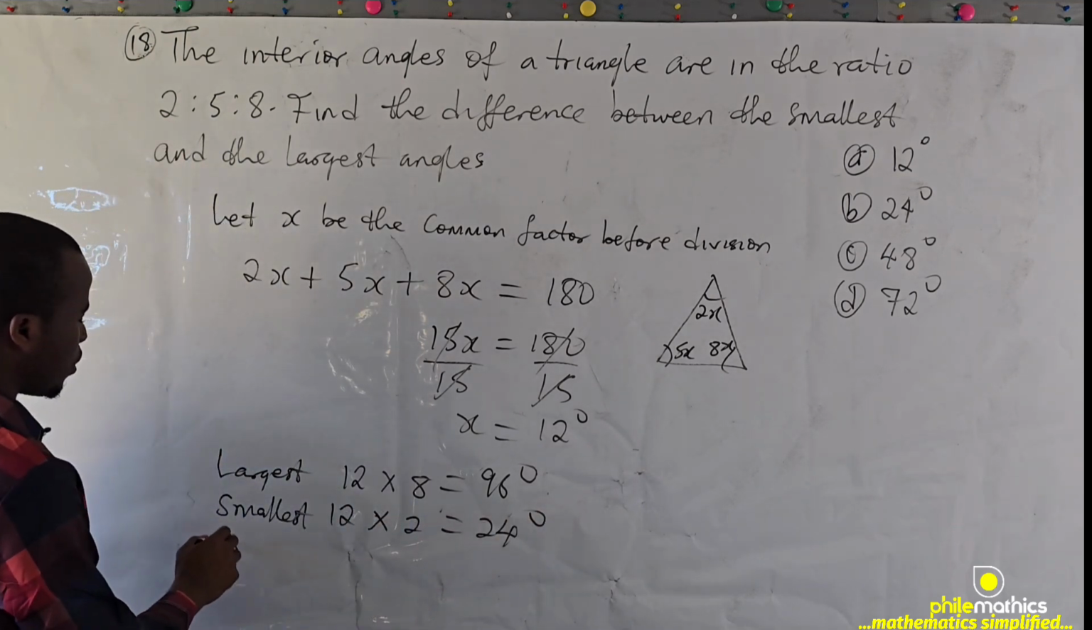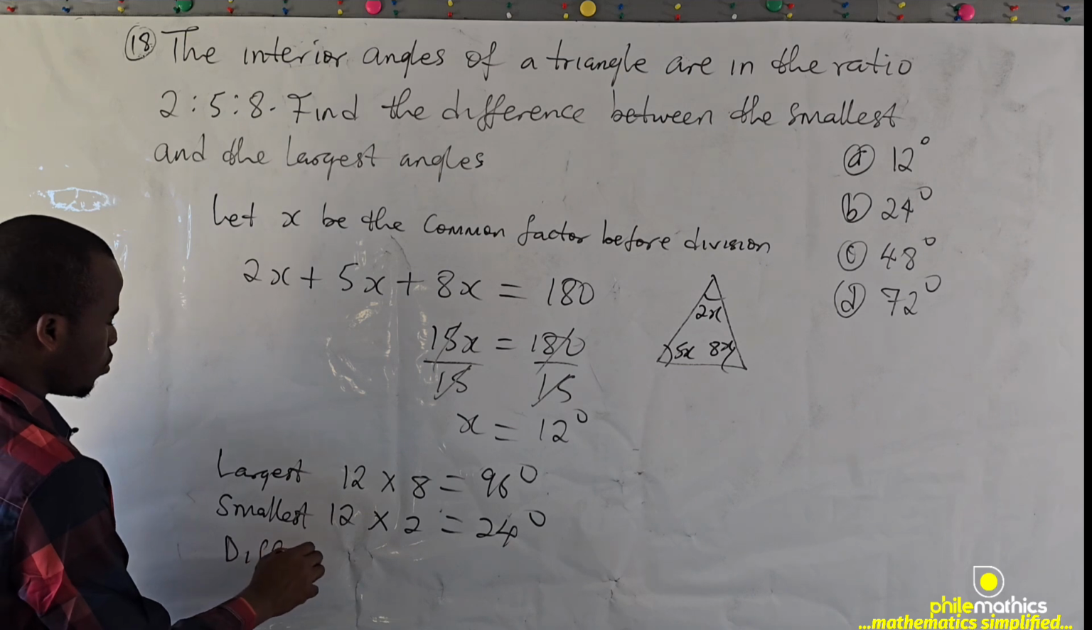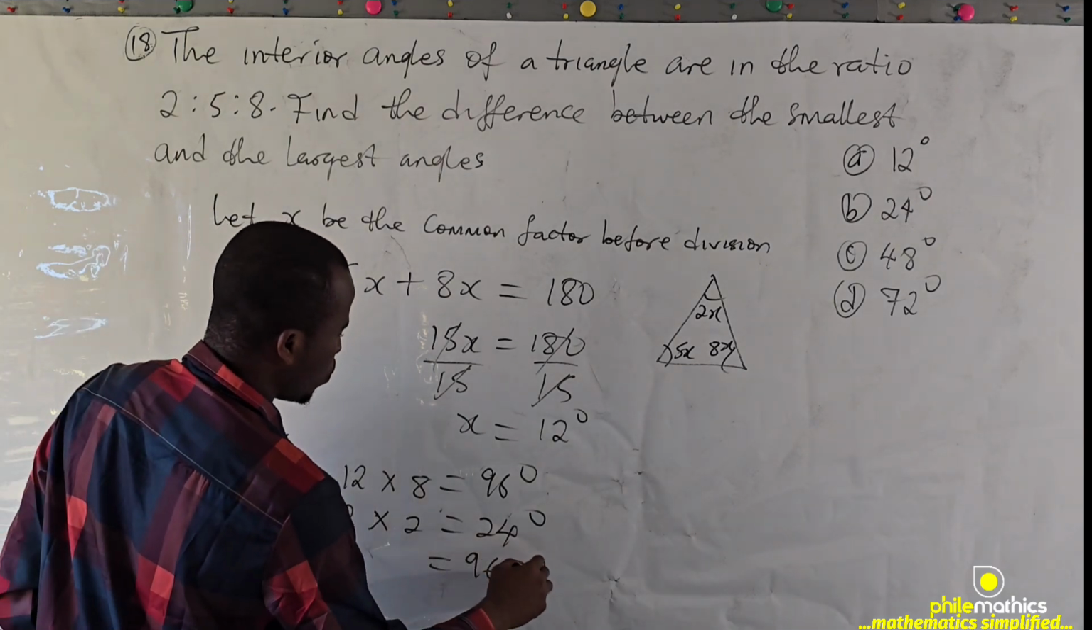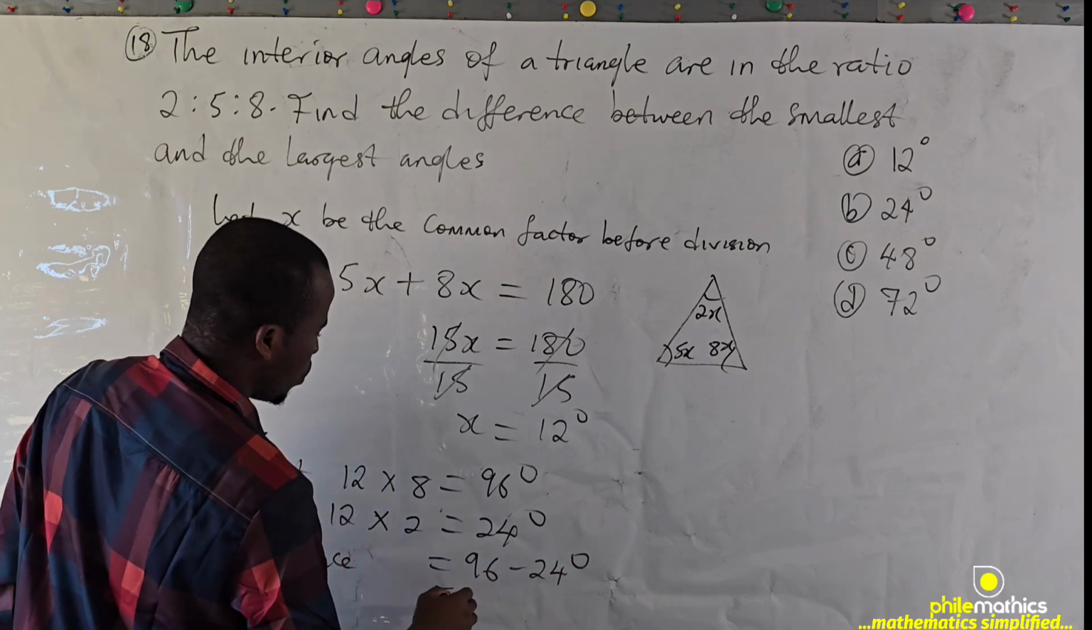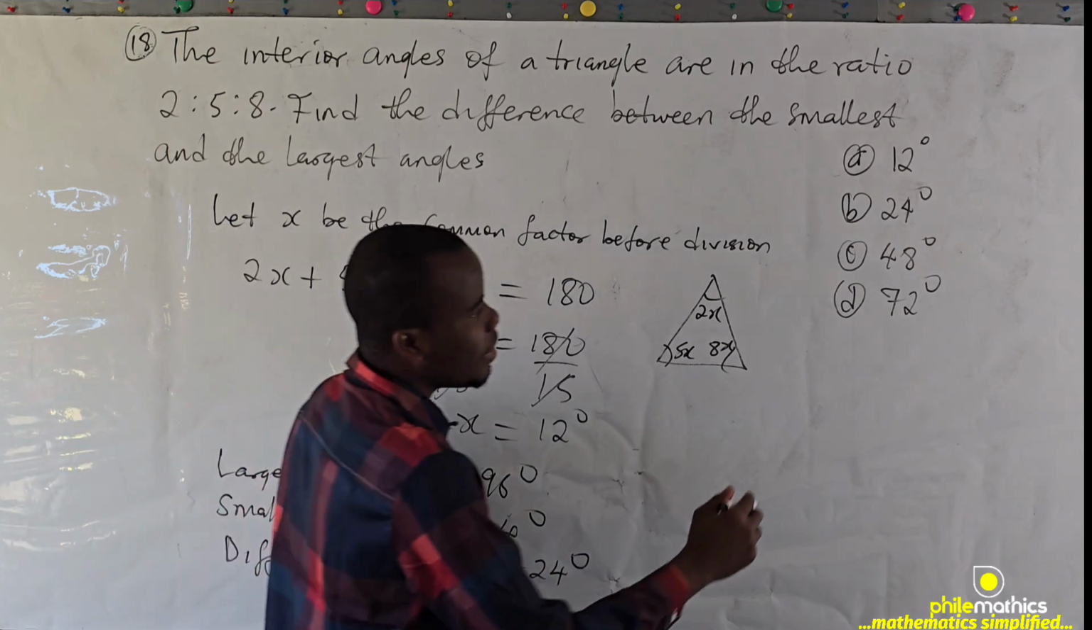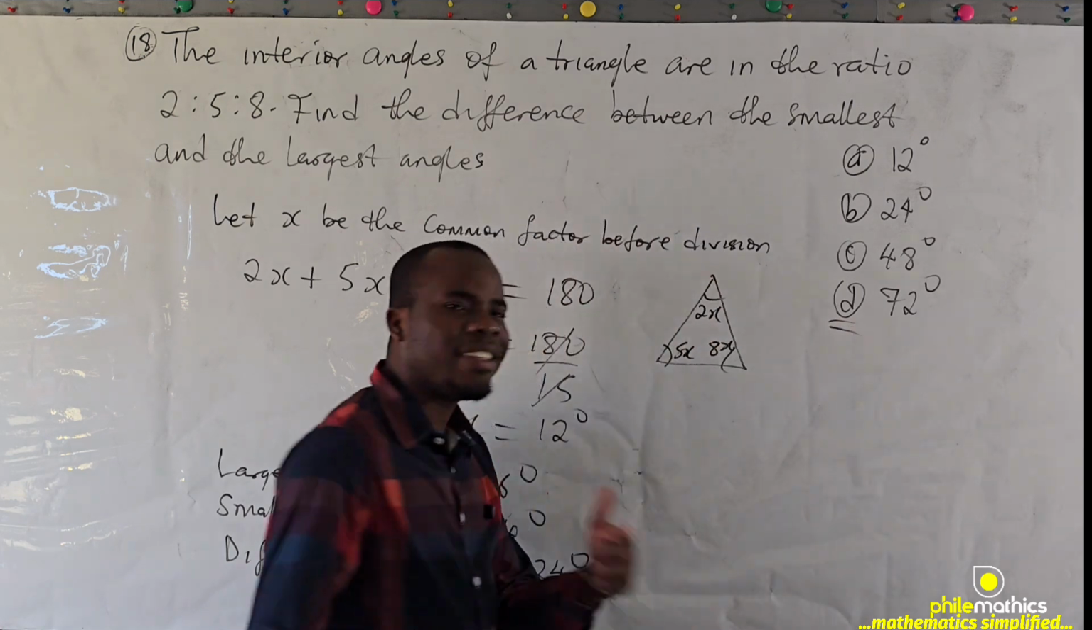So the difference is simply 96 minus 24 degrees, which is 72 degrees. And it is D.